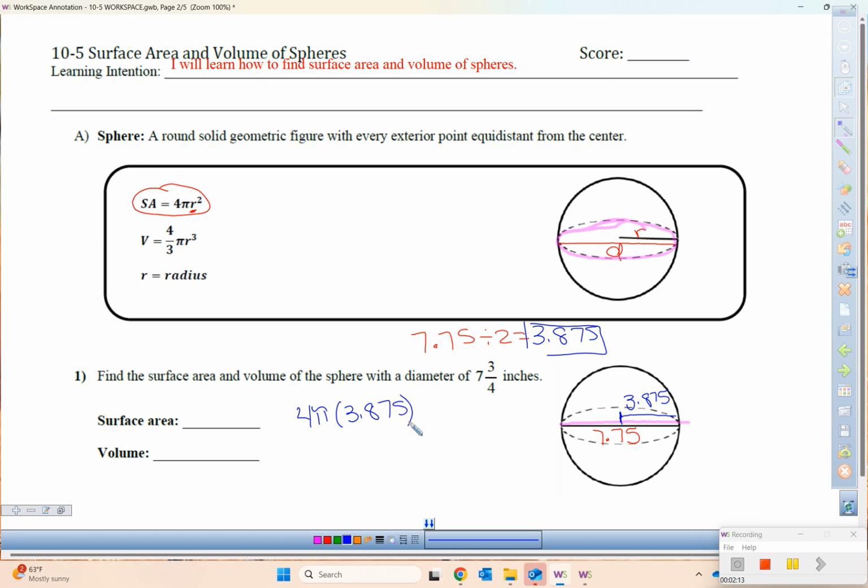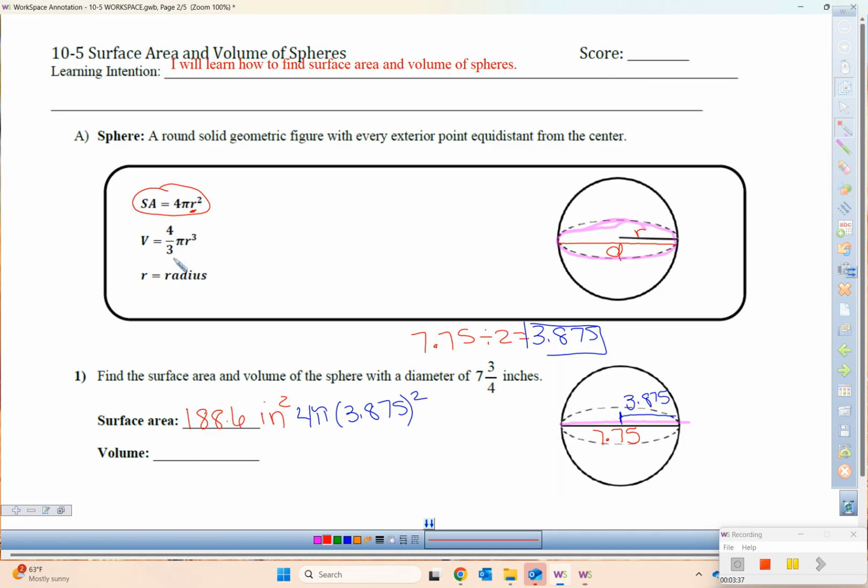Okay, if you just go ahead and plug that into your calculator, you should come up with the surface area. Okay, what'd you guys get? Anybody come up with it? I got 188.6. My unit is inches, and this is still a type of area, so it's inches squared. Okay, so let's look at volume.